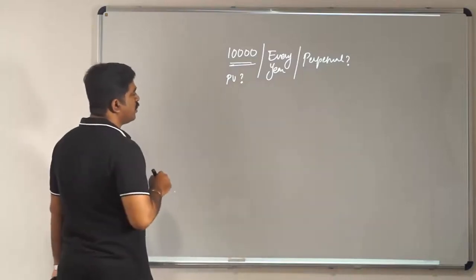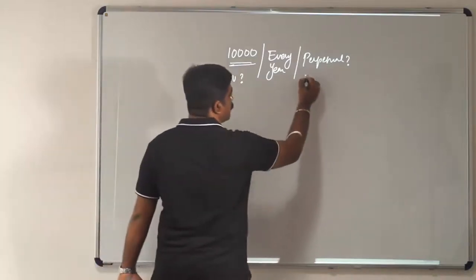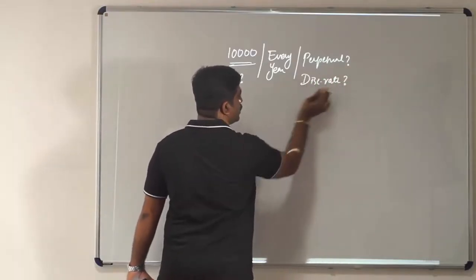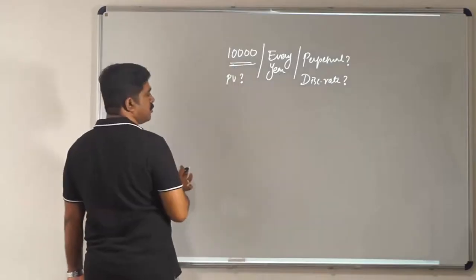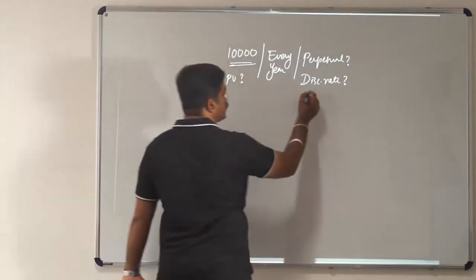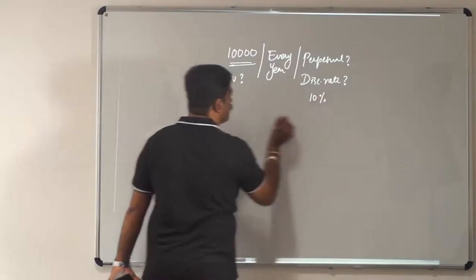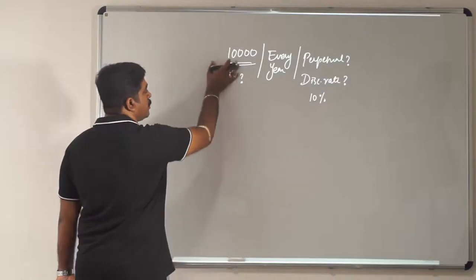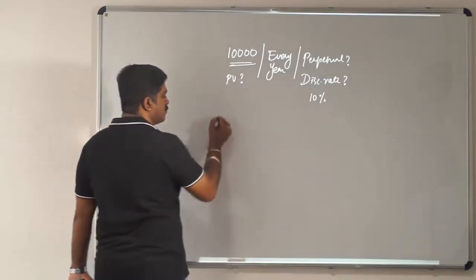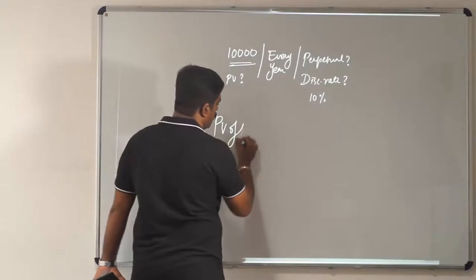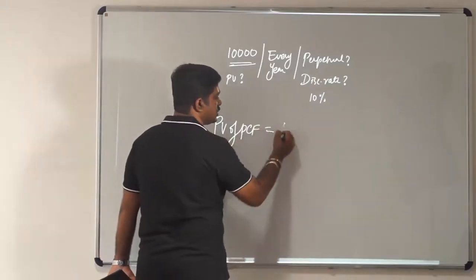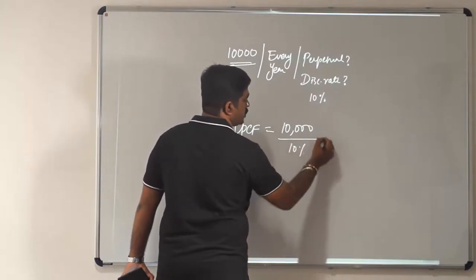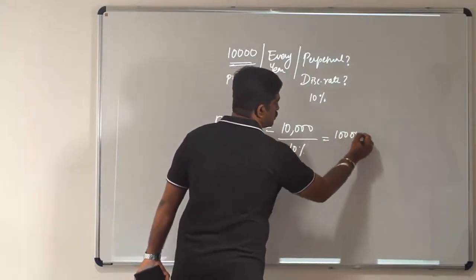For that you need only one piece of information, that is the discount rate. If you know the discount rate, then finding the present value of this is very simple. Let me say the discount rate is 10%. Then finding the present value of this perpetual cash flow is not an issue. I can simply say the present value of the perpetual cash flow, in this case 10,000, is nothing but 10,000 divided by 10%, which is nothing but 100,000.